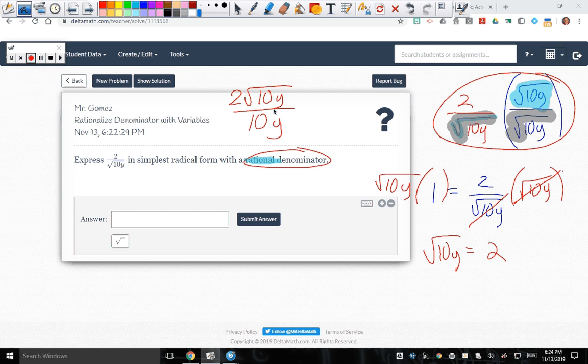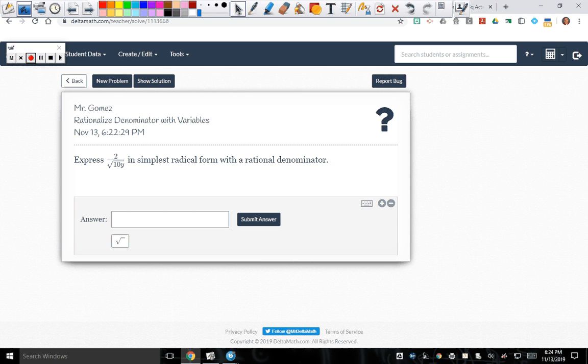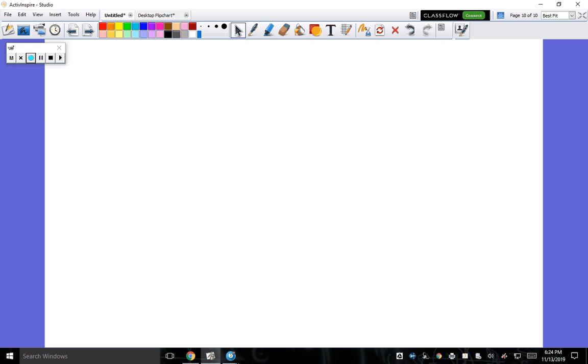I wonder if they have one with imaginary numbers. Let's see real quick. Because we've talked about imaginary numbers, right? Yes. A little bit. Let's see.